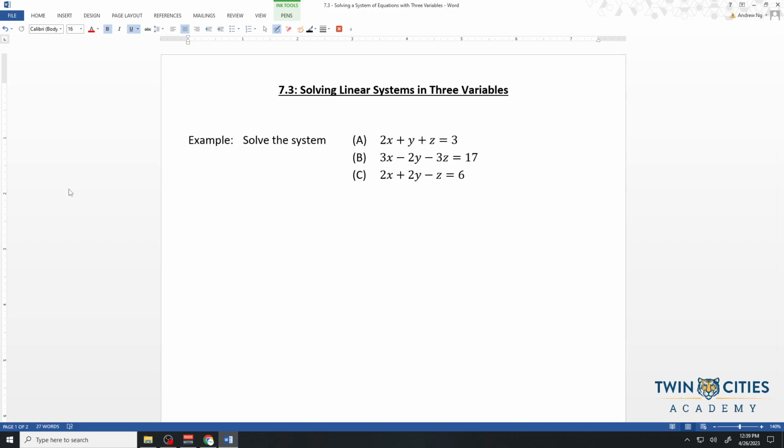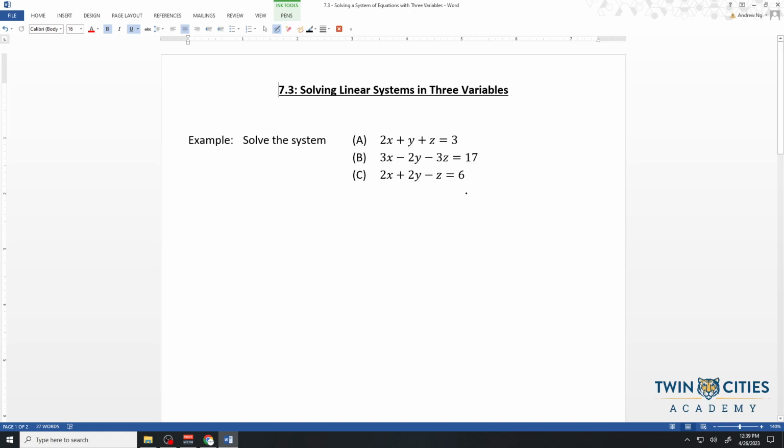Today we'll be looking at two more systems of equations, except they'll be in three variables. So let's say we've got the following equations. Equation A is 2x plus y plus z equals 3. Equation B is 3x minus 2y minus 3z equals 17. And equation C is 2x plus 2y minus z equals 6.